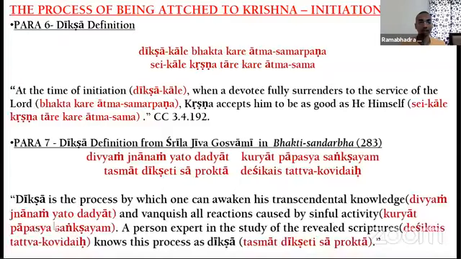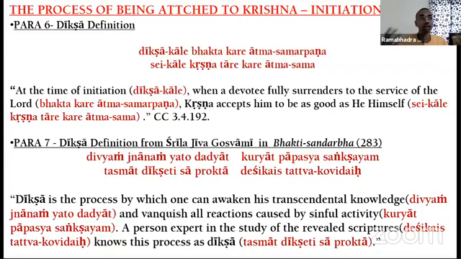A person expert in the study of revealed scriptures, desikais tattva-kovidaih. Tattva kovida means one who is expert in the study of Tattva, knows this process as Diksha. Tasmat dikshetiti sa prokta. That is how he defines Diksha. Now, Diksha here means divyam jnanam. The moment you somehow came in touch with your friends who took you to the Hare Krishna temple, you heard a lecture and you attended a course, all that you were getting was transcendental knowledge.